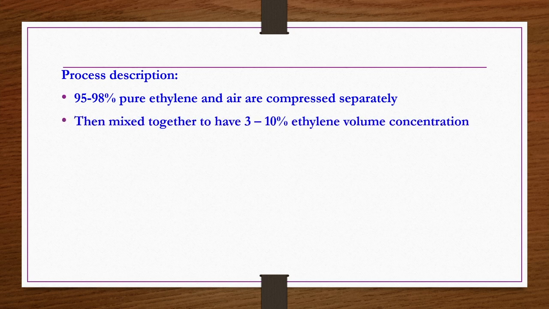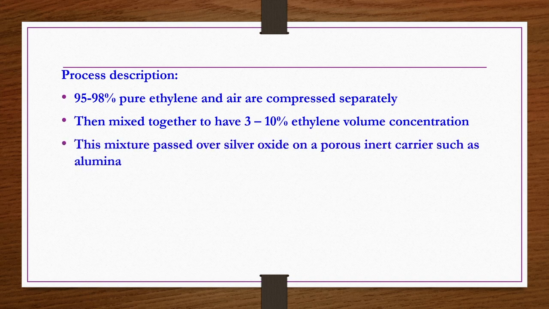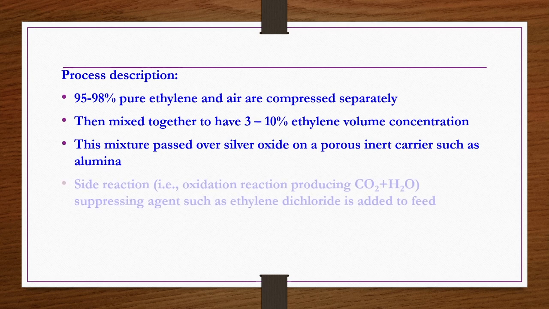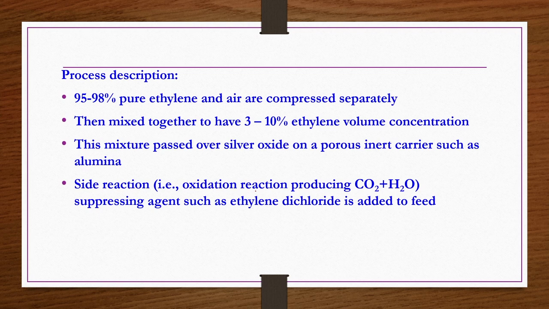Okay. Process description: 95% to 98% pure ethylene and air are compressed separately, then mixed together to have 3% to 10% ethylene volume concentration. This mixture is passed over silver oxide on a porous inert carrier such as alumina. Side reactions like oxidation produce CO2 and water vapor, so a suppressing agent such as ethylene dichloride is also added to the feed, though it is not shown in the flow chart, it is in general added.